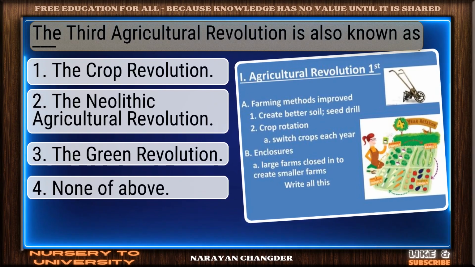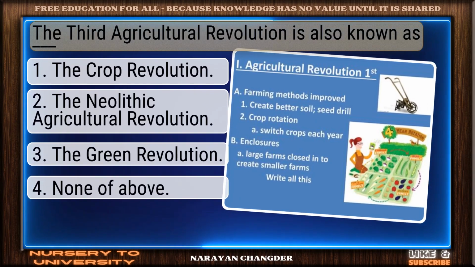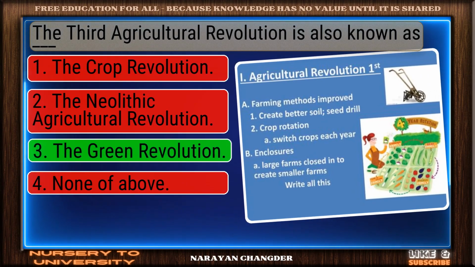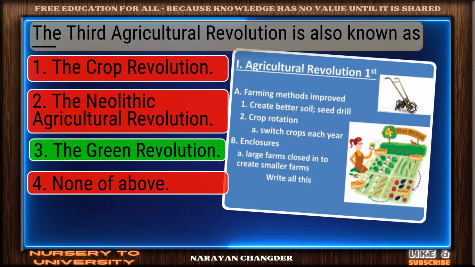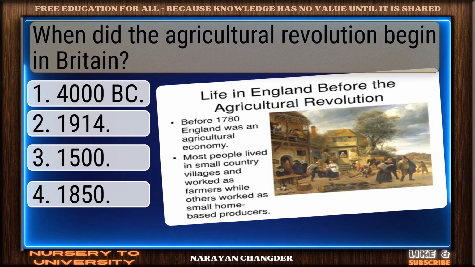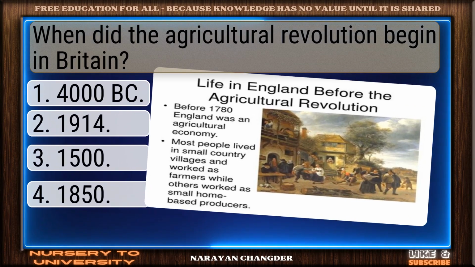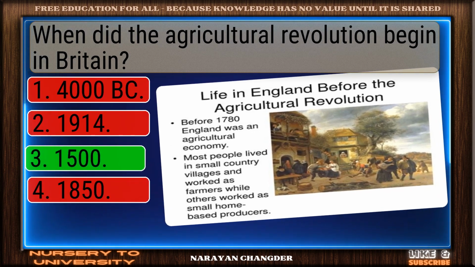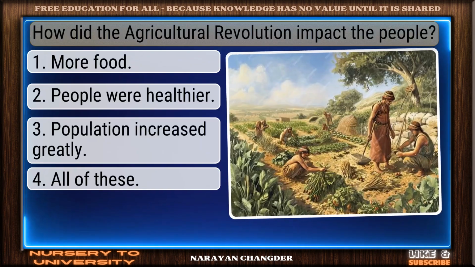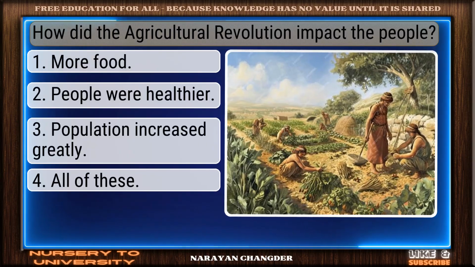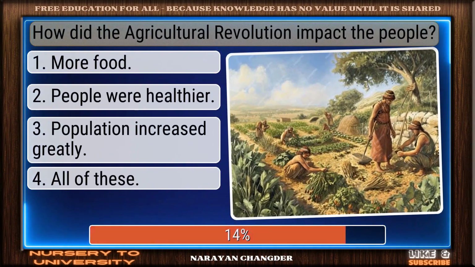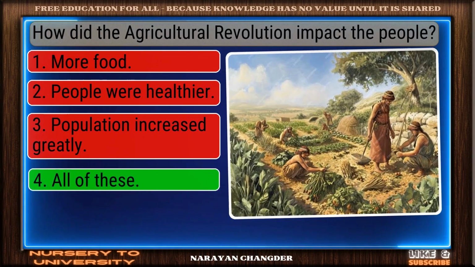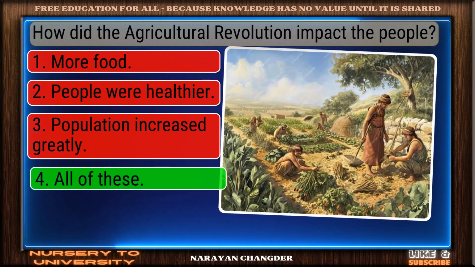The third agricultural revolution is also known as dash. Smart move. The Green Revolution is an accurate answer. When did the agricultural revolution begin in Britain? Excellent. 1500 is a brilliant choice. How did the agricultural revolution impact the people? Correct. All of these is the right answer.